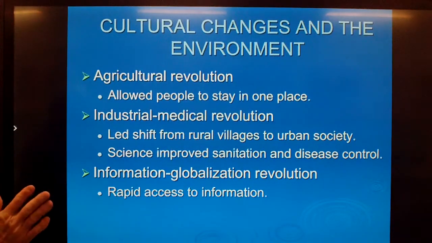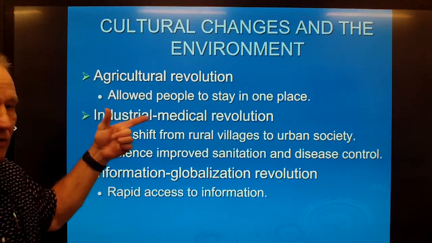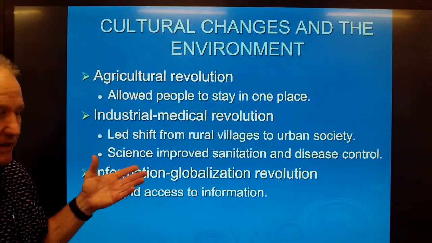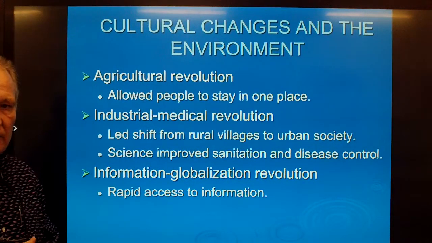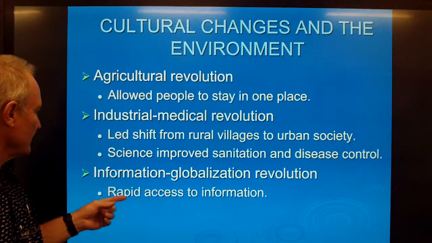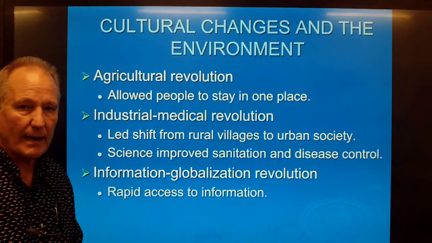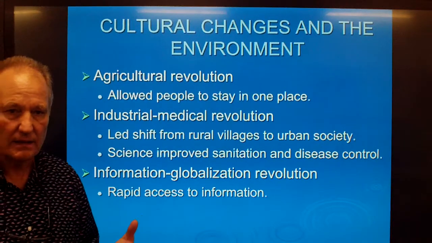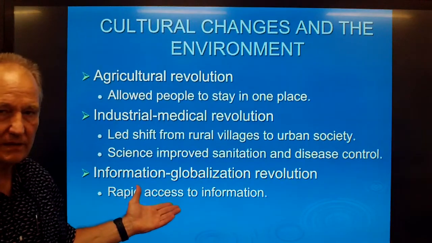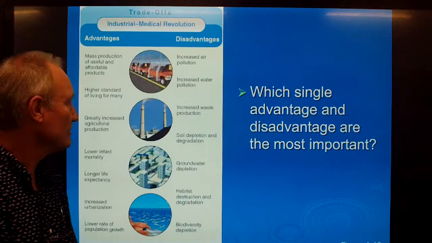Now, a couple of things have happened over the course of human history that have changed its path. The agricultural revolution allowed people to stay in one place, a couple thousand years ago. Then next came the industrial medical revolution, where we began to make much more sophisticated things. And then we are now in the information globalization revolution, which is giving us all rapid access to information. That's the only way that we can have virtual learning in a COVID environment, because of this particular revolution. We'll discuss each of those revolutions in more detail as we go through the course.